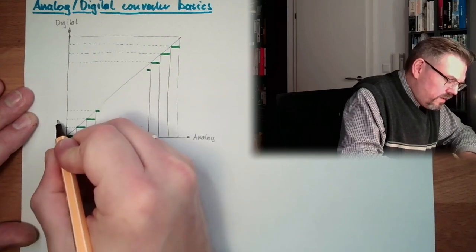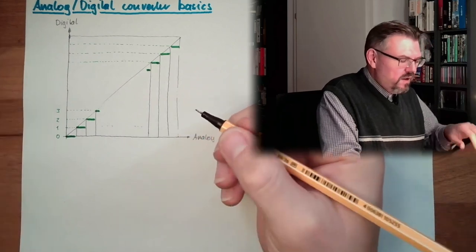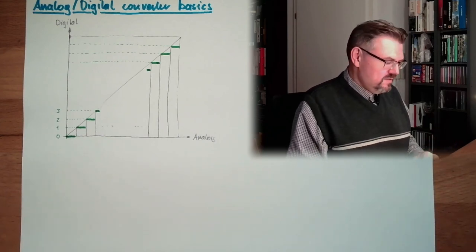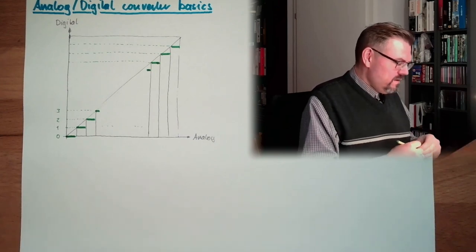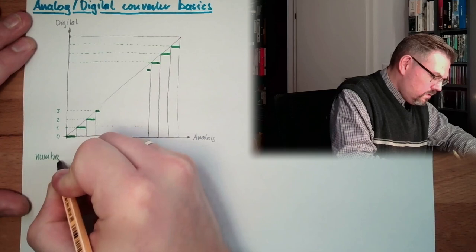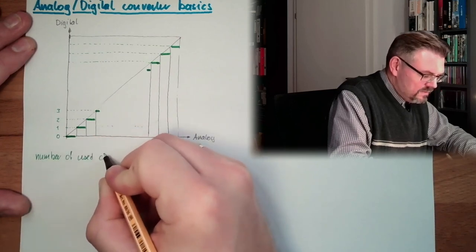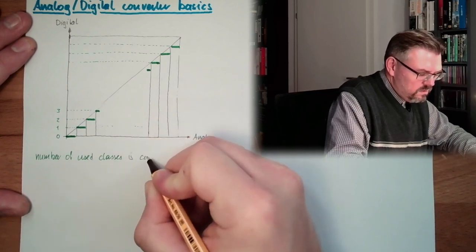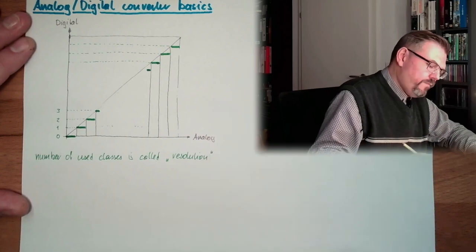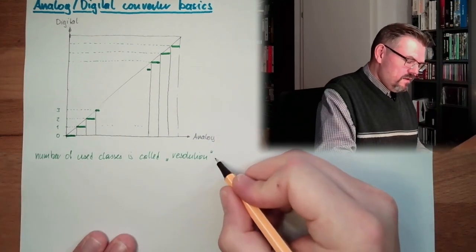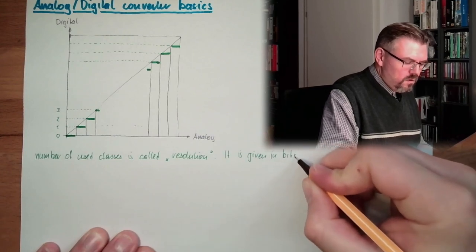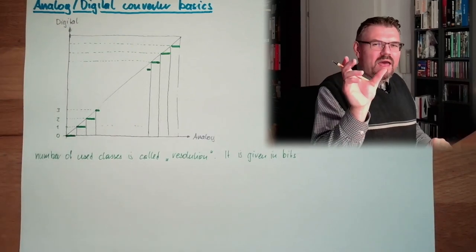So we have 0, we have a 1, we have a 2, we have a 3, and here we have the highest number, and so on. And this is the so-called resolution. The resolution is usually given in bits. The number of used classes is called resolution. So, for instance, it is given in bits. Why is it given in bits? Because usually you have a number some bits broad.